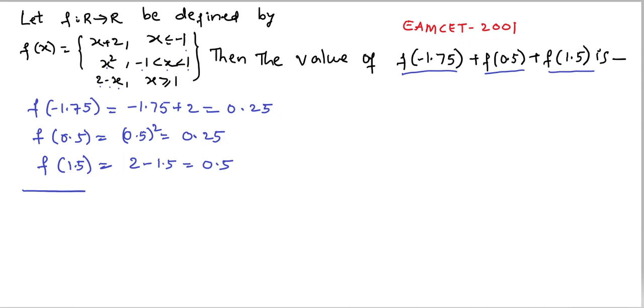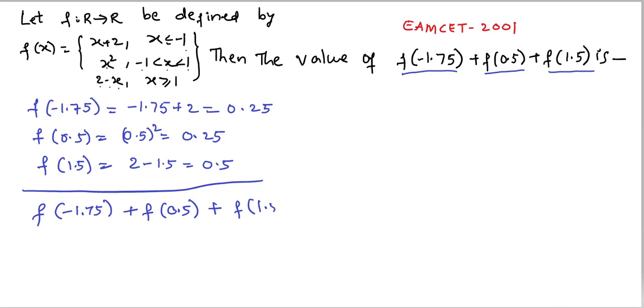Add all these three values. F of minus 1.75 plus f of 0.5 plus f of 1.5 equal to 0.25 plus 0.25 plus 0.5, that is equal to 1.